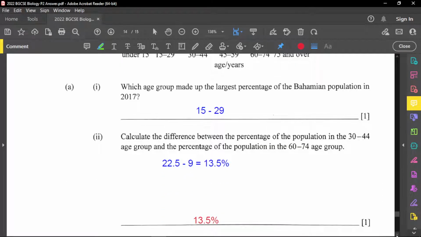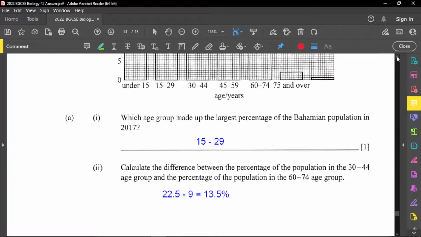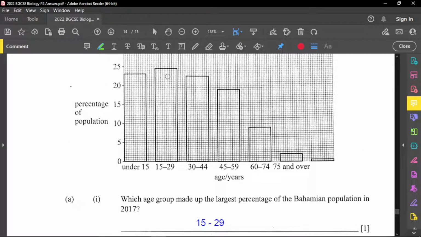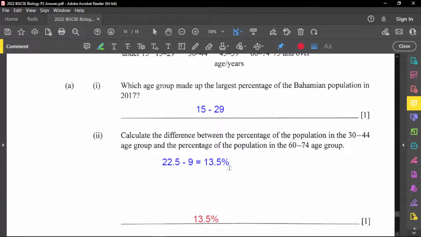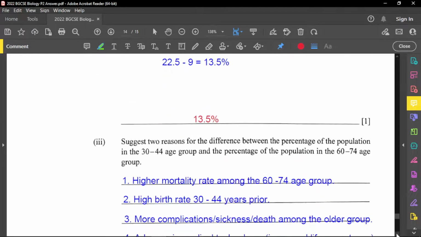Then it asks you to calculate the difference between the percentage of the population in the 30 to 44 age group and the percentage of the population in the 60 to 74 group. You estimate on the graph. You can use a ruler to make sure you get the right number once you figure out what the scale is. This will be about halfway here, so it'll be 22.5. And this here will be just below the 10, so that will be about 9. Again, it could be 9.5 or 8.5, but I just say 9. So it'll be 22.5 minus 9, which gives 13.5 percent.